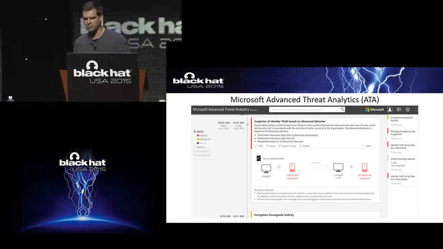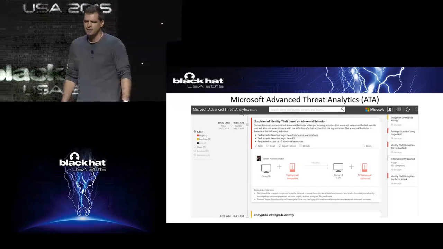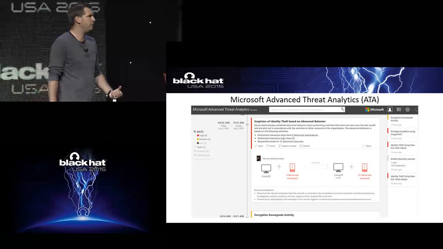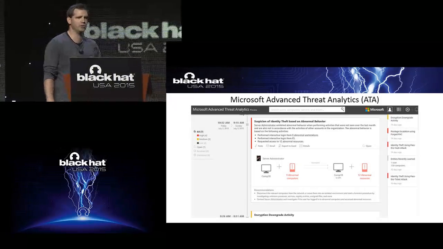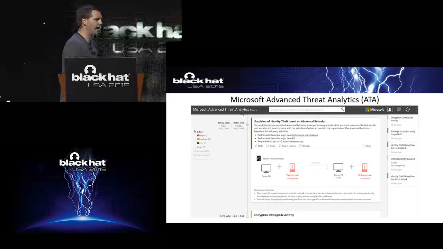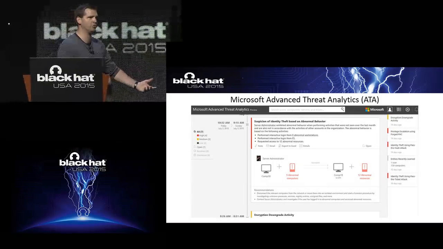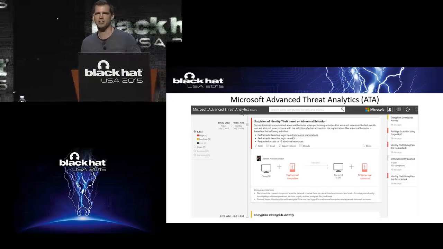So let's see what this looks like. This is the base console. So you see identity theft based on abnormal behavior. This user who's typically logged on to a couple different computers is logged on to several more than that, and has requested access to a number of resources that have never been seen before. This is your standard behavioral analysis.